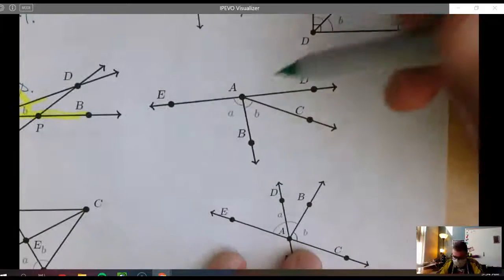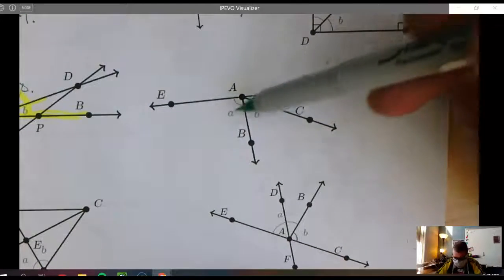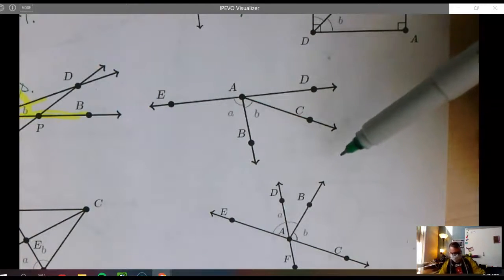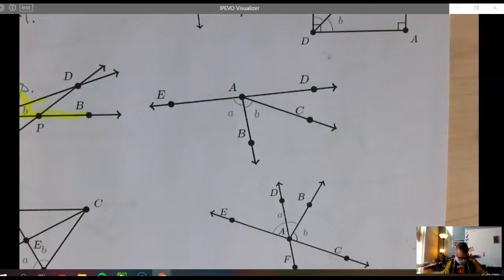Our next image doesn't really make a shape, just a bunch of rays pointing out in different directions. Oh, you don't belong in this stack. You don't belong in this stack either. That's my whole next class.